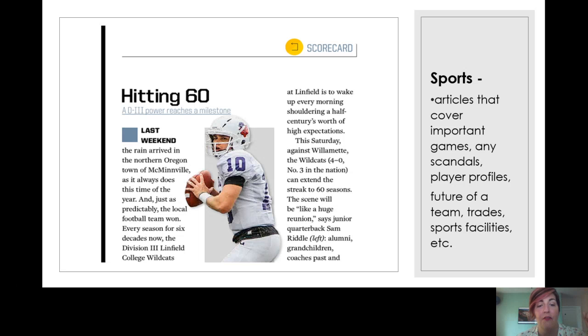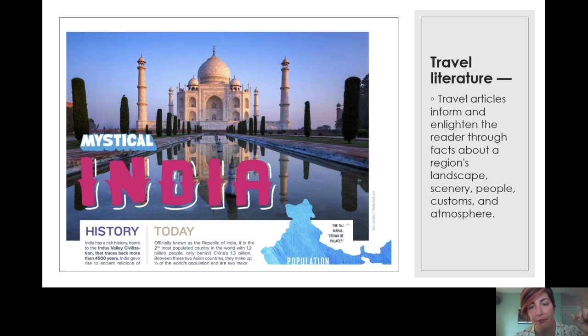So in this example, it focuses on a particular team, how they've hit this achievement of having their 60 seasons and their winning streak for that. And they also, in the photo, included one of the players. So again, that's one we've covered before, so you're probably a little bit more familiar with that.